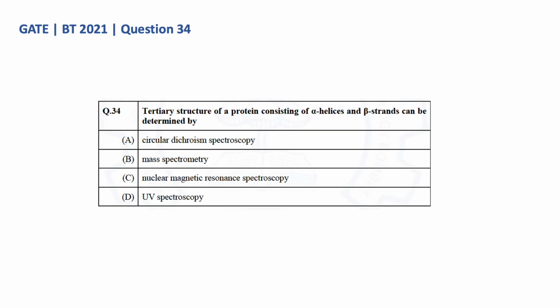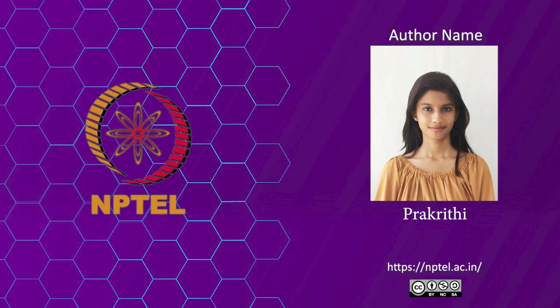So now coming back to the question, we just saw that nuclear magnetic resonance (NMR) spectroscopy is used to determine the tertiary structure of proteins consisting of alpha helices and beta strands, while the other three may be good for secondary structure and primary structure, or maybe the quantification of proteins, but not for the tertiary structure determination.